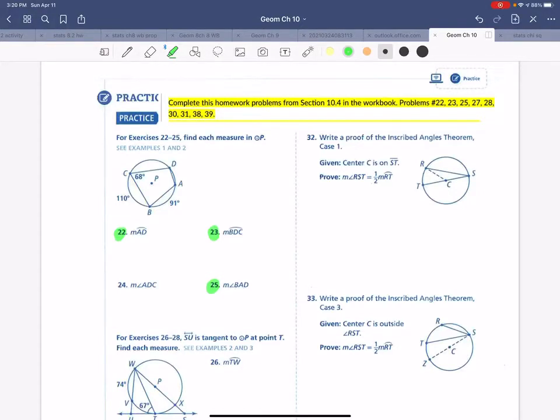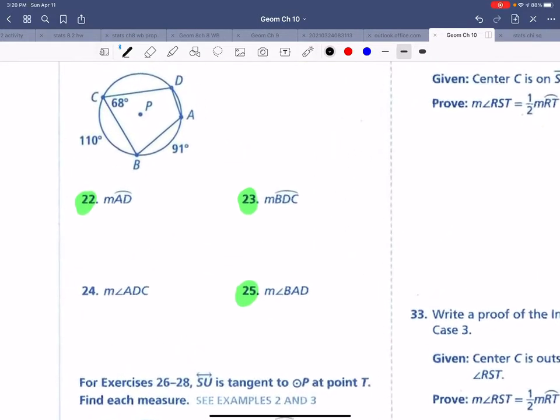Hey guys, we're going to do our homework for 10-4. So make sure you upload with your notes and these homework problems for all your points.